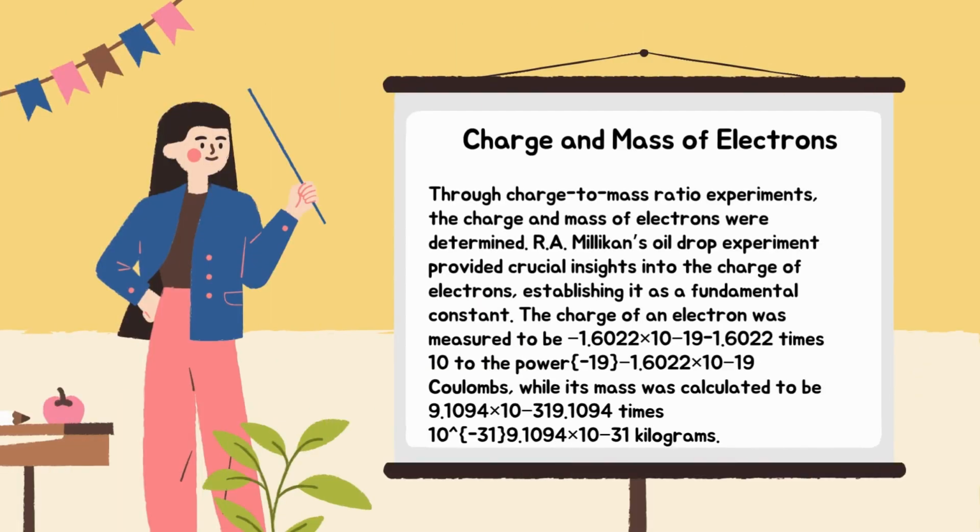Charge and mass of electrons. Through charge to mass ratio experiments, the charge and mass of electrons were determined. R.A. Millikan's oil drop experiment provided crucial insights into the charge of electrons, establishing it as a fundamental constant. The charge of an electron was measured to be negative 1.6022 times 10 to the power of negative 19 coulombs, while its mass was calculated to be 9.1094 times 10 to the power of negative 31 kilograms.